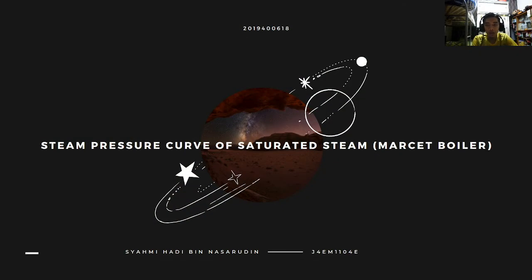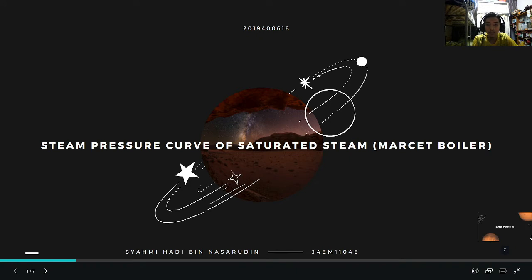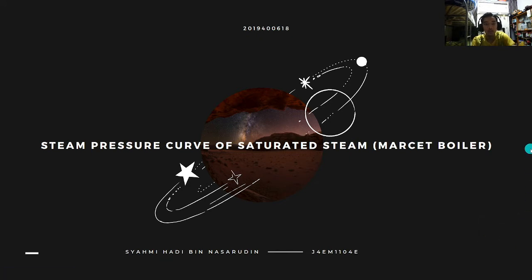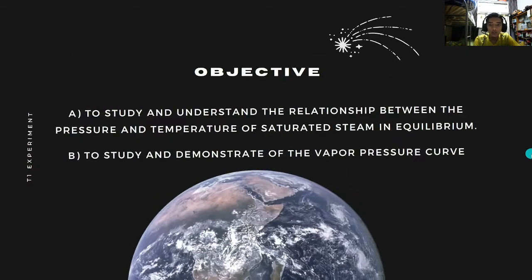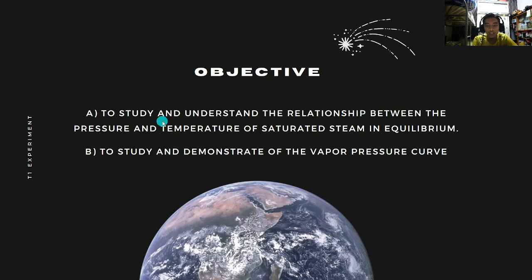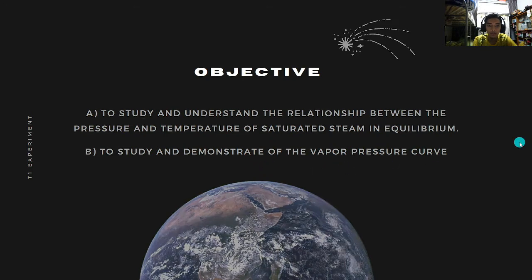Bismillahirrahmanirrahim. Now I will continue to the objective for the steam pressure curve of saturated steam, which is the Marcet boiler, for the T1 experiment. The objective of the experiment is to study and understand the relationship between the pressure and temperature of saturated steam in equilibrium. And next is to study and demonstrate the vapor pressure curve.